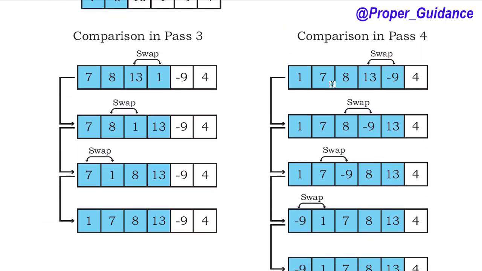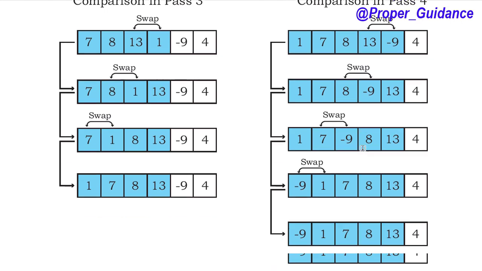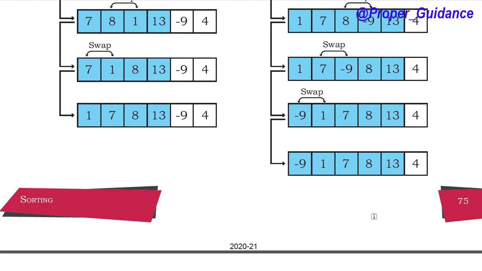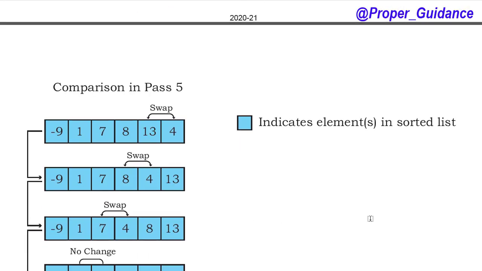Now comparison in pass 4. 1, 7, 8, 13. 13, -9. -9 is smaller. -9 is smaller than 8 also, than 7 also, than 1 also. So put it here. -9, 1, 7, 8, 13 and 4. Comparison in pass 5. 4, 13.